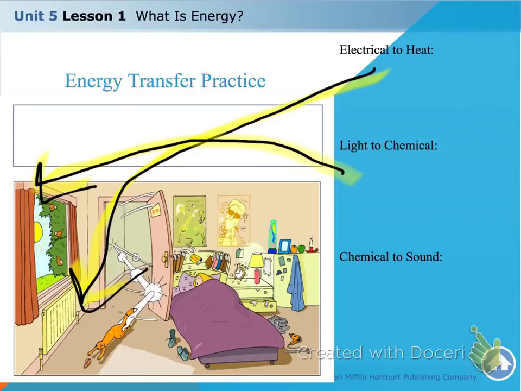And then chemical to sound. Chemical would be something, a reaction taking place. And then sound is obviously the vibrating waves which we hear. So chemical, typically we can think of things like batteries, something where a reaction is taking place. And alarm clocks are a good example of that, because some of them are run by batteries. And so that chemical reaction takes place to make the alarm clock go off.